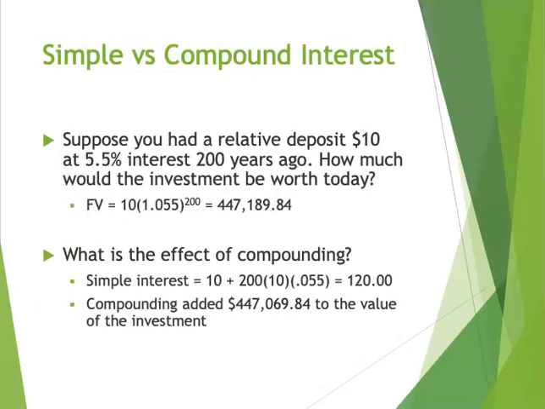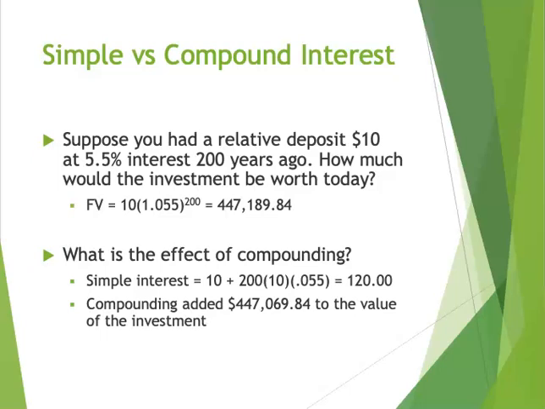Let's look at another example. Let's say you had a relative deposit $10 at 5.5% interest 200 years ago. From a simple interest perspective, your $10 would be worth only $120 after 200 years. It's because you would earn 5.5% interest on the $10, which would be 0.55, and that would be constant every year for 200 years, making it $110. And 110 plus the original principal of 10 would give you 120.